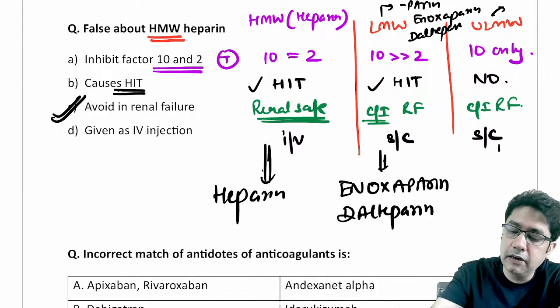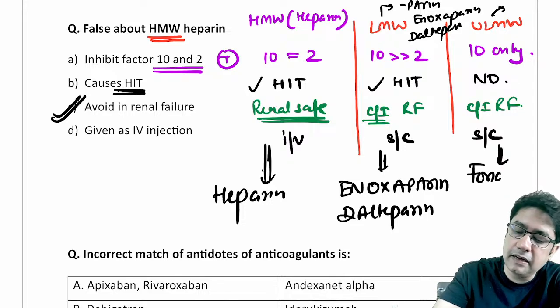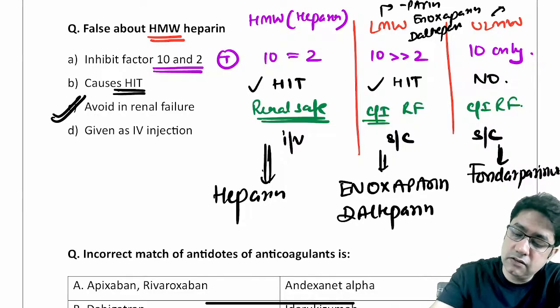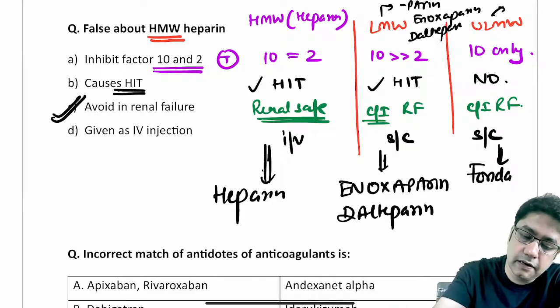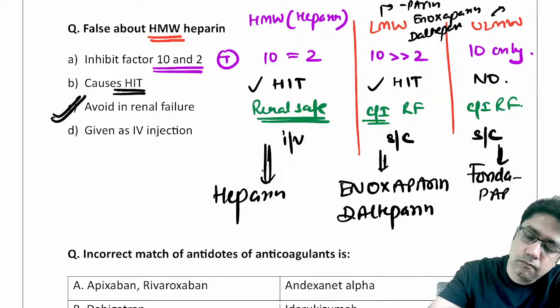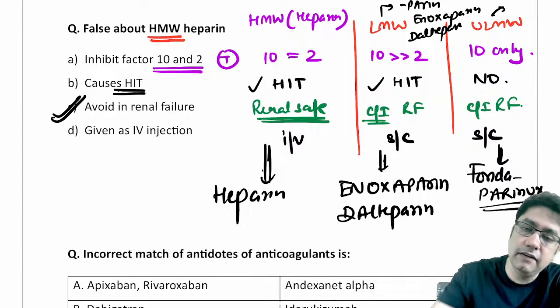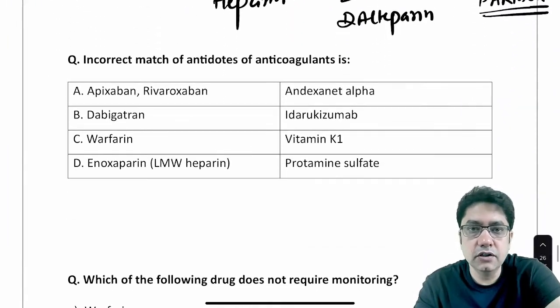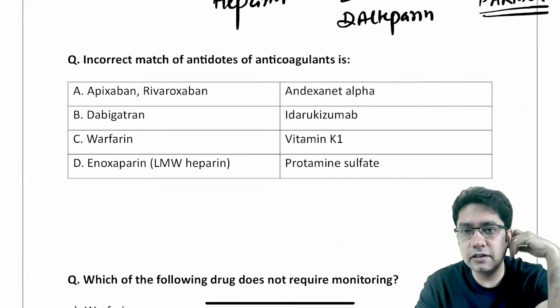So now you know the property. Ultra low molecular weight heparins end with the word parinux. Parinux means fondaparinux, idraparinux. Okay, they end with the word parinux. So this is how you can remember them. So what is the incorrect? This question came last year.